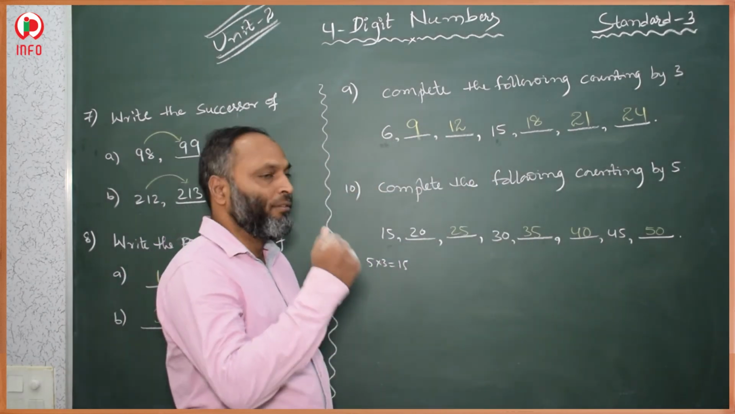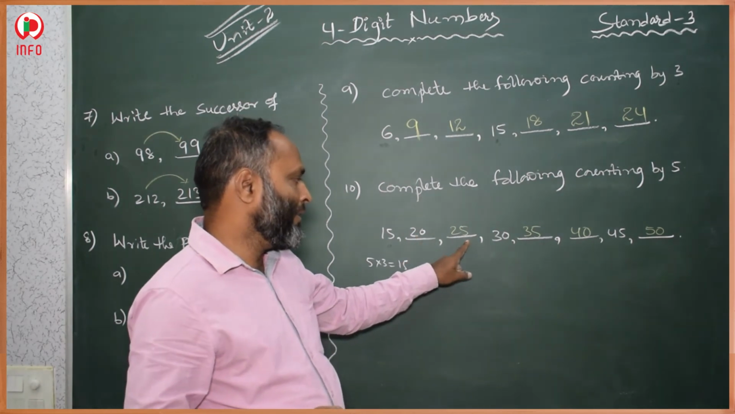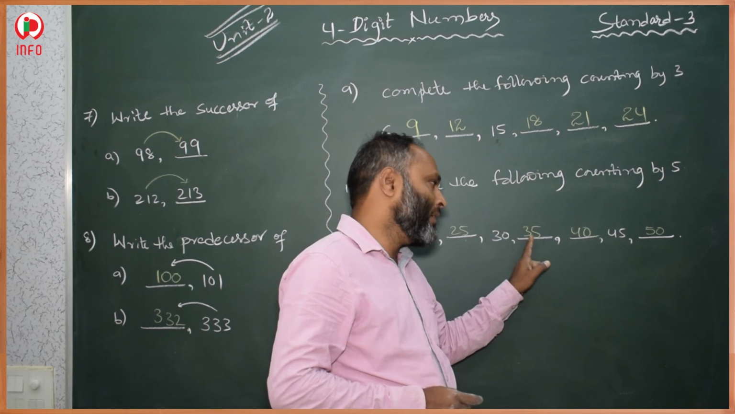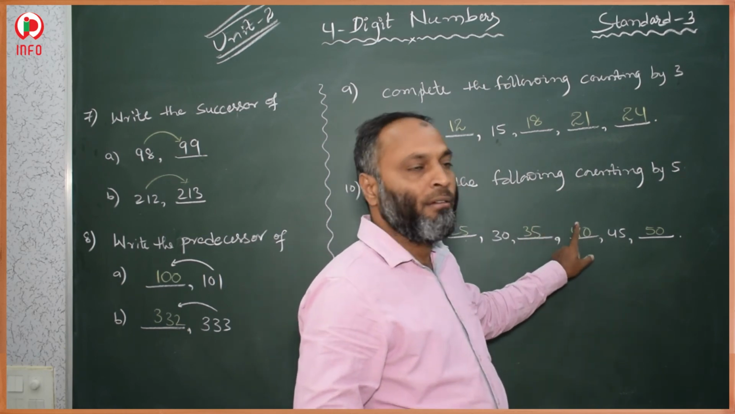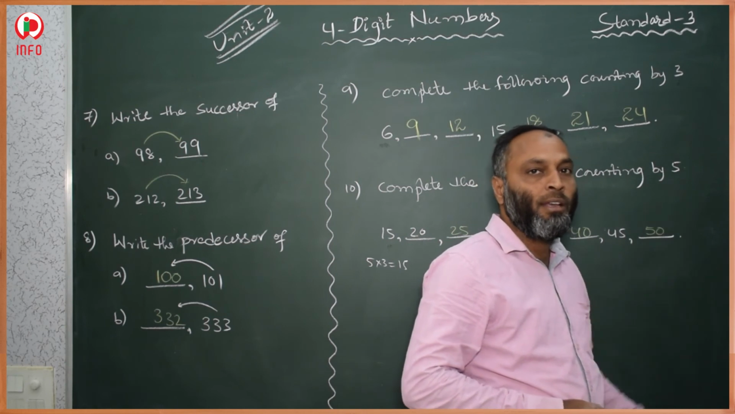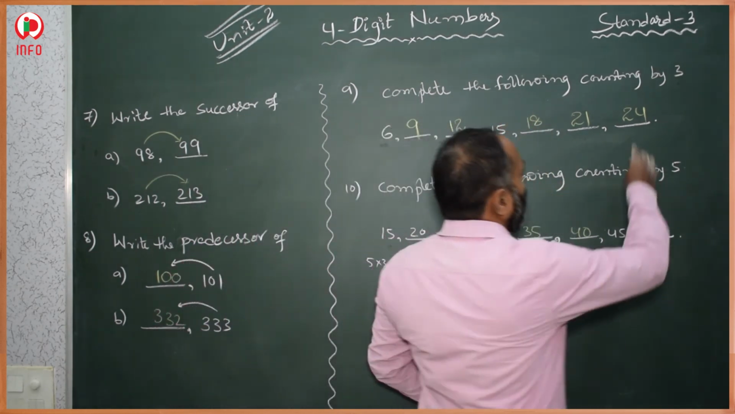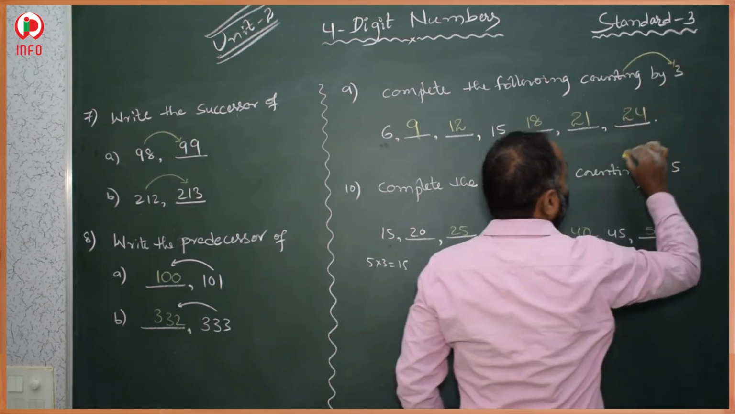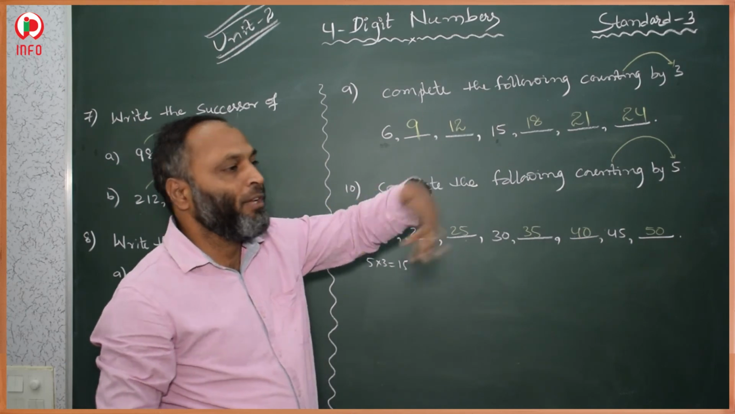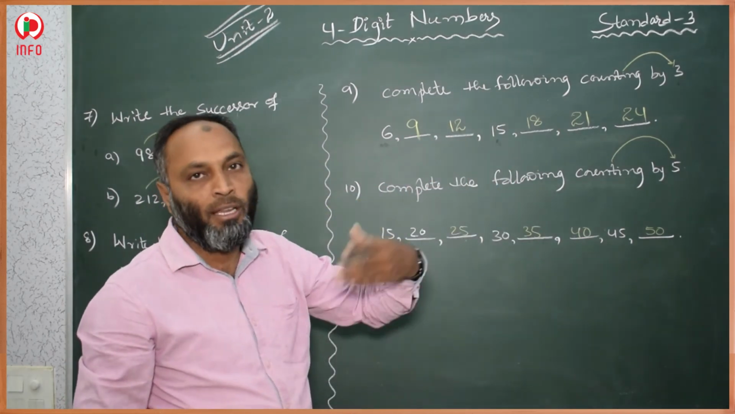Otherwise, add 5 each time: 15 plus 5 is 20, 20 plus 5 is 25, 25 plus 5 is 30, 30 plus 5 is 35, 35 plus 5 is 40, 40 plus 5 is 45, 45 plus 5 is 50. This is skip counting. First we have to check whether it is counting by 3 or counting by 5. Counting by 3 means increase by 3 each time, and counting by 5 means increase by 5 each time.